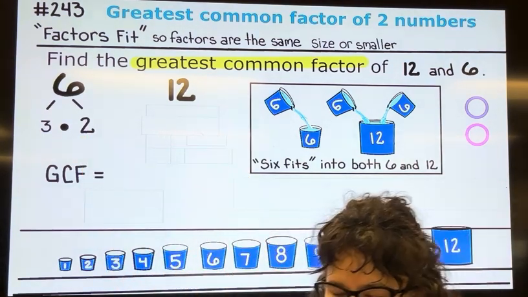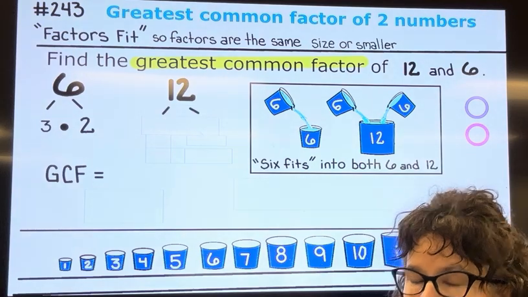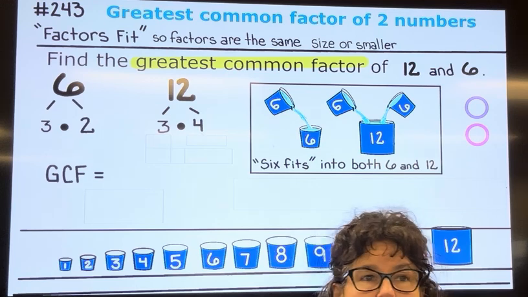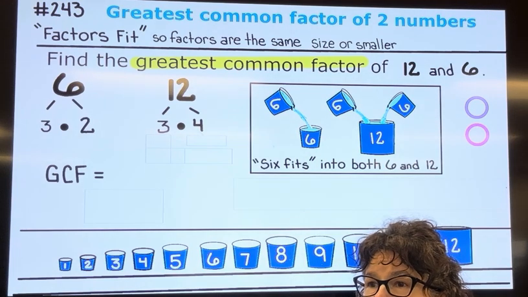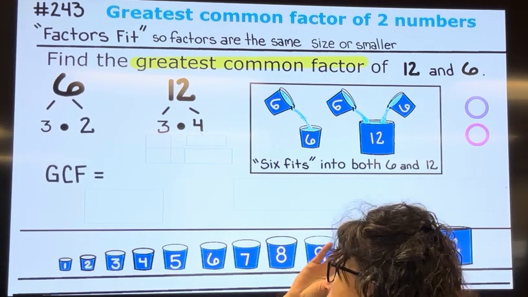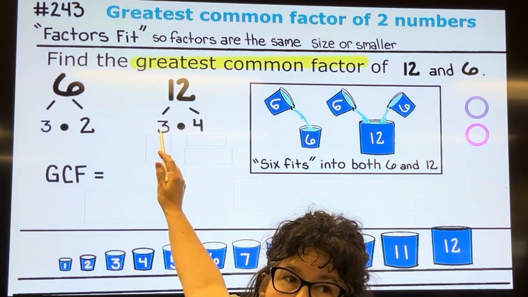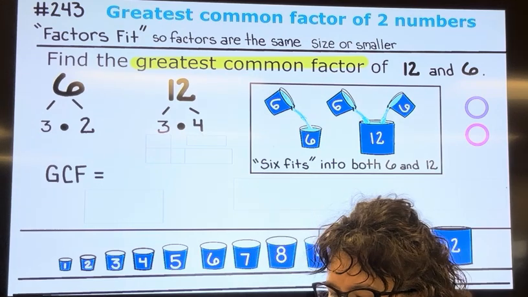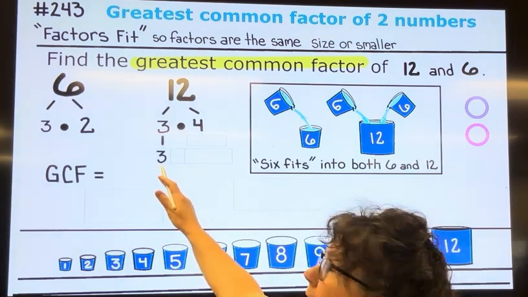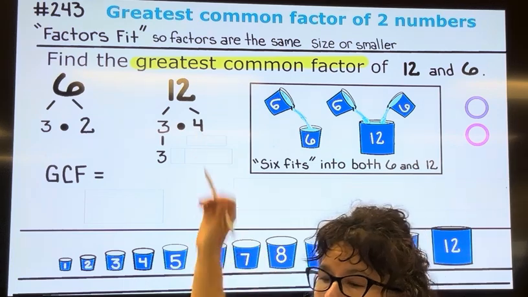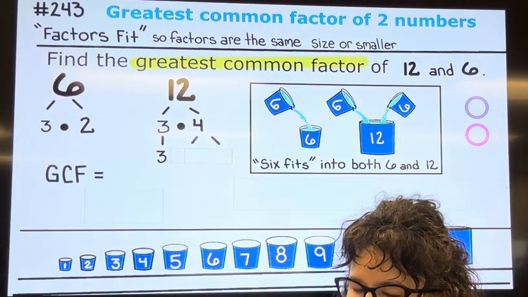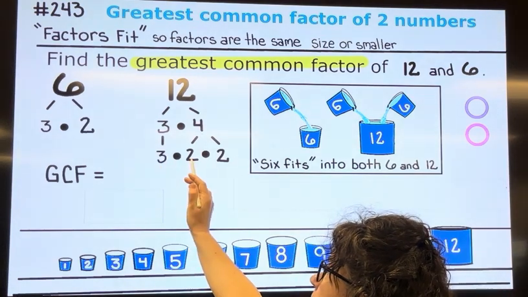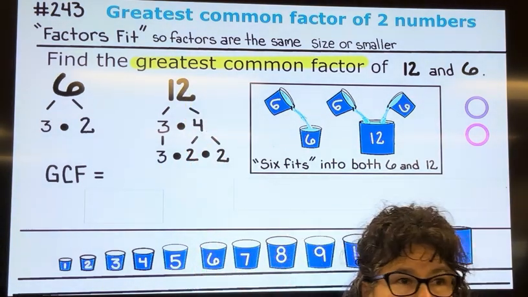So then moving on to 12, thinking of 2 numbers that multiply together to get 12, I use 3 times 4. If you use 2 times 6, you're going to eventually get to the same answer. 3 is prime, only 1 multiplied by 3 is 3, so that one is just going to come down. The number 4 is 2 multiplied by 2, and so 3 times 2 times 2 is 12.